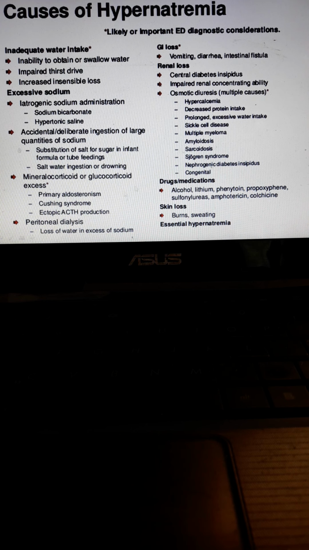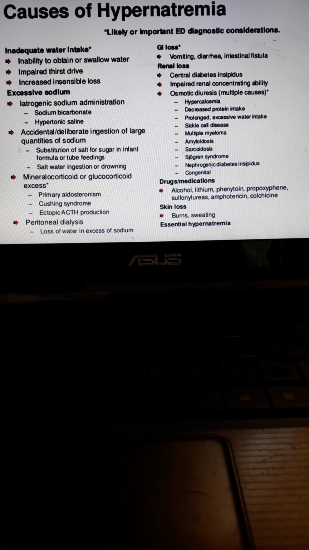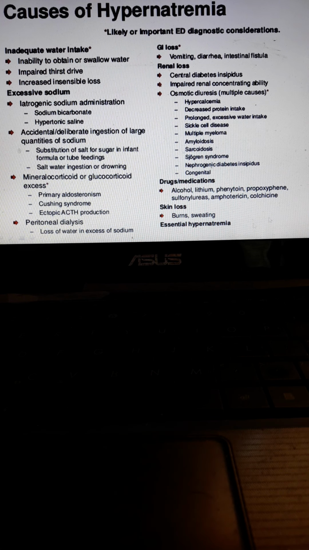So drugs or medications which can cause this: we have alcohol, lithium, phenytoin, propoxyphene, sulfonylureas, amphotericin, and colchicine, which will affect the movement of sodium ion in the body. Also skin loss, burns, sweating, and essential hypernatremia.